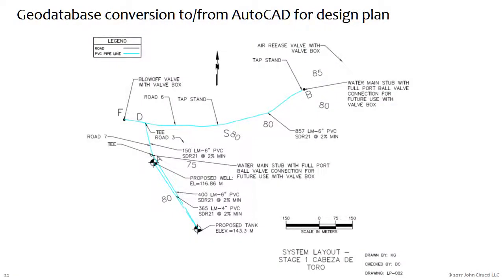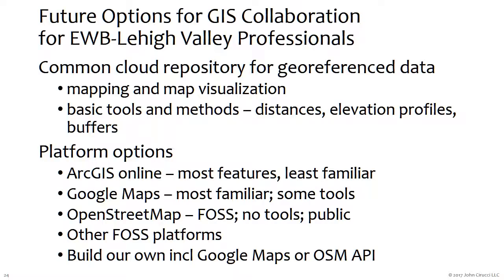And then it goes back into AutoCAD. So ultimately, we end up with a design drawing that looks like this, but that is in sync with our GIS information. Okay, I think that is all I've got.